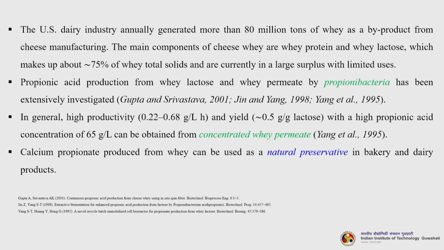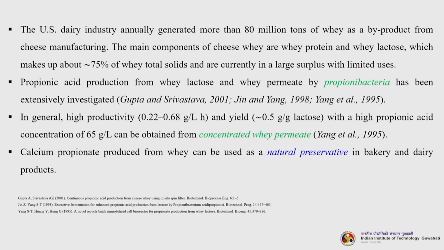The US dairy industry annually generates more than 80 million tons of whey as a byproduct from the cheese manufacturing process. The main components of cheese whey are whey protein and whey lactose, which make up about 75% of the whey total solids and are currently a large surplus of limited uses.